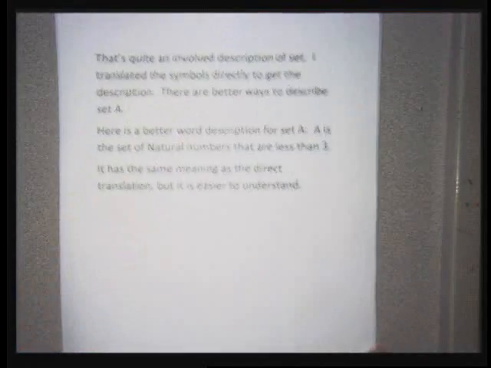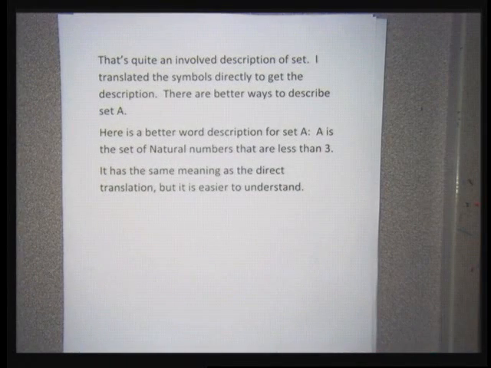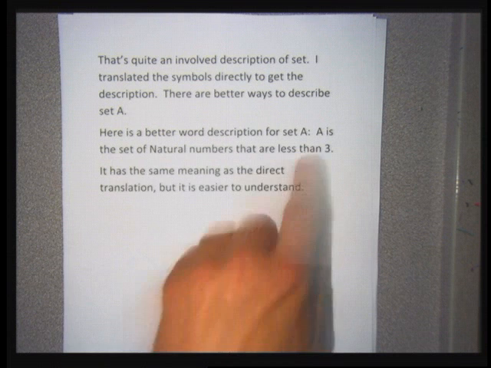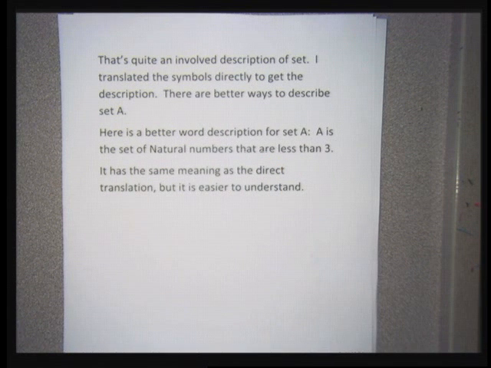On the next page of this, which may not be on the next page for you, it's on the next page for me because I had to blow this up. If I didn't blow up my font, nobody could read it when I was showing it. So there's definitely other ways. If I was asked for that set A to write a word description, I could just say A is a set of natural numbers that are less than 3, and that would have the same meaning.